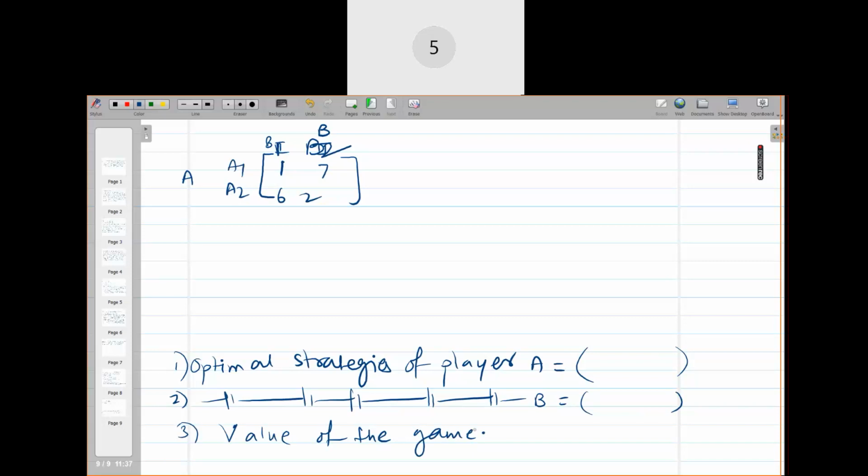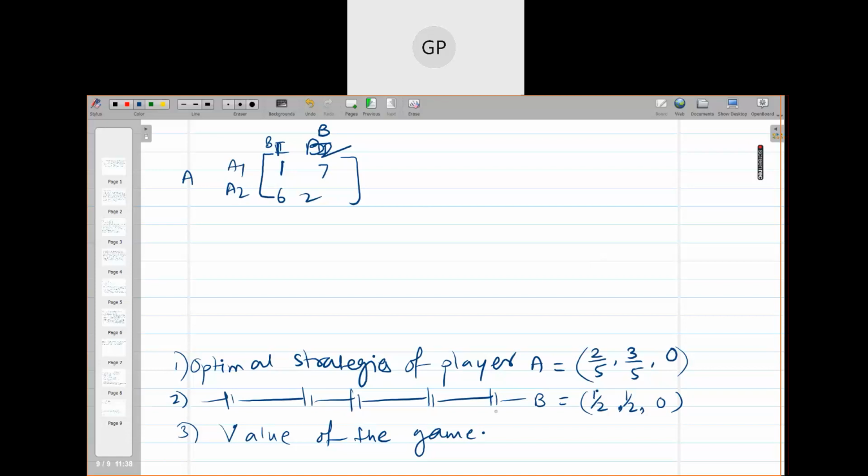Strategy for player A: 4 by 10, 6 by 10 and 0. 4 by 10, 6 by 10 and 0. 4 by 10 means 2 by 5, right? 6 by 10 means 3 by 5 and 0. Yes, this 0 you have to write as the third strategy is being removed. And the second one is half 0, right?